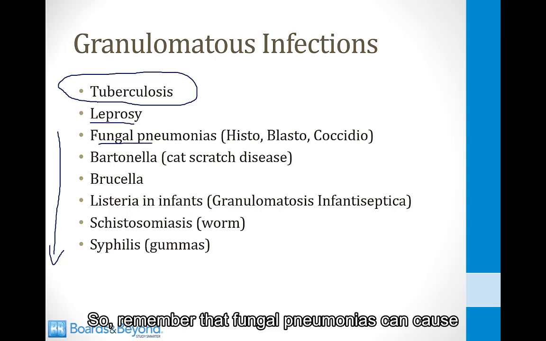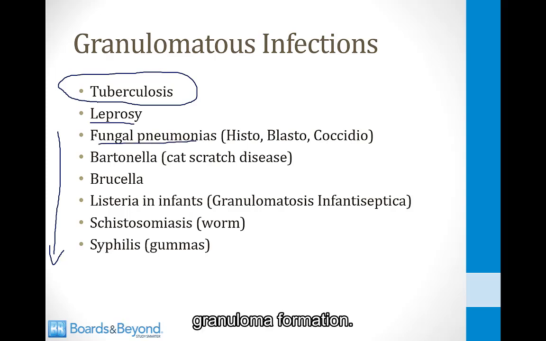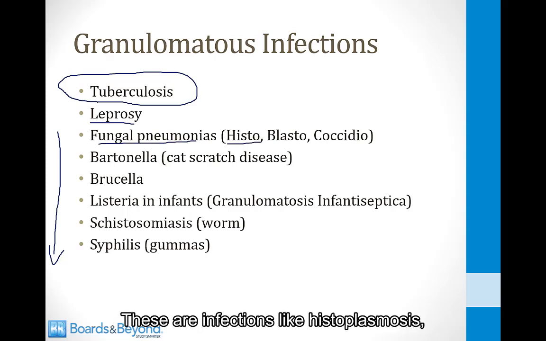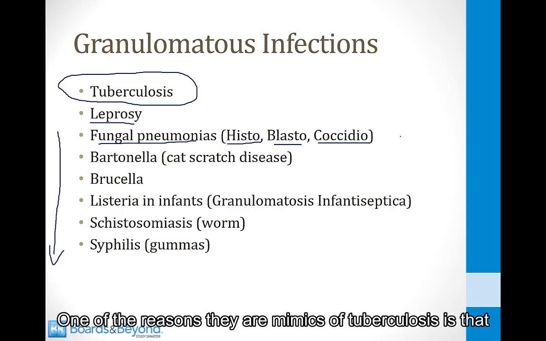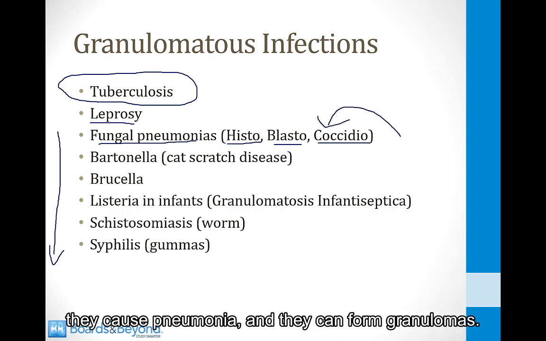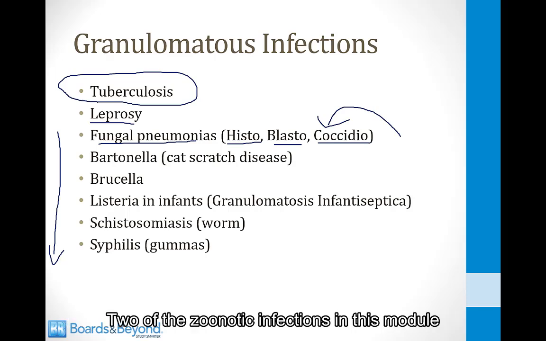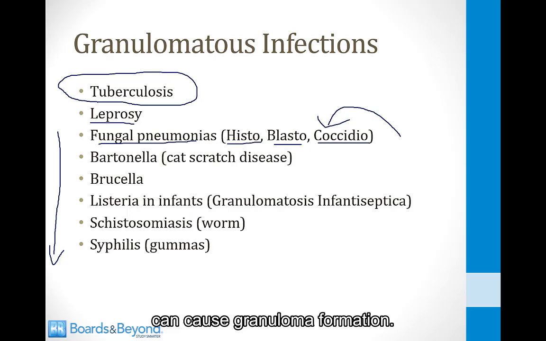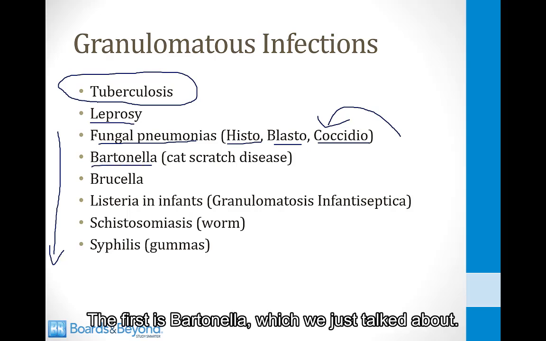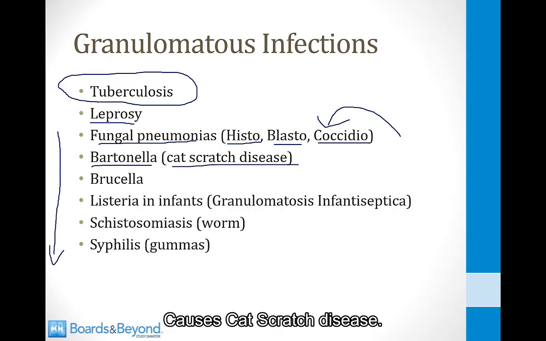So remember that fungal pneumonias can cause granuloma formation. These are infections like histoplasmosis and blastomycosis and coccidiomycosis. One of the reasons they are mimics of tuberculosis is that they cause pneumonia and they can form granulomas. Two of the zoonotic infections in this module can cause granuloma formation. The first is Bartonella, which we just talked about, causes cat scratch disease, and the other one is brucella, which we'll talk about in a moment.